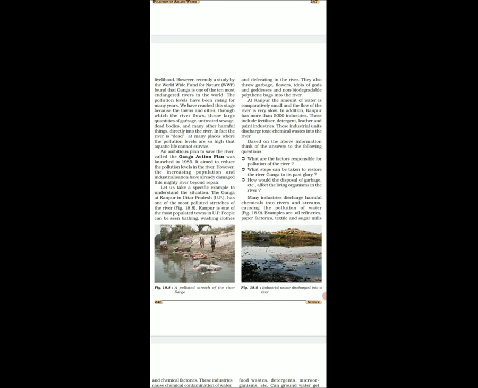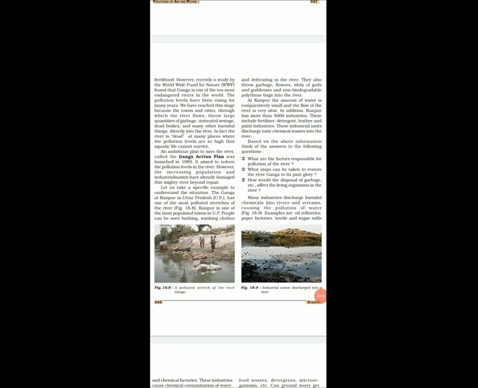The Ganga at Kanpur in Uttar Pradesh, that is UP, is one of the most polluted stretches of the river. Kanpur is one of the most polluted towns in UP. People can be seen bathing, washing clothes and defecating in the river. They also throw garbage, flowers and idols of gods and goddesses, and non-biodegradable bags, polythene bags into the river.